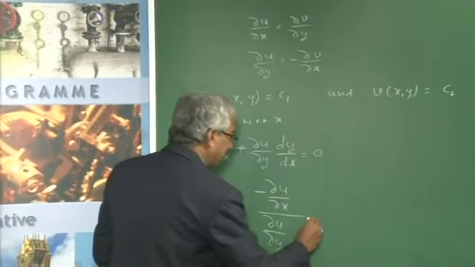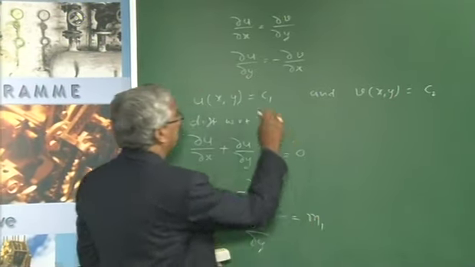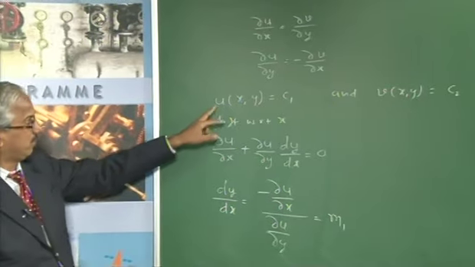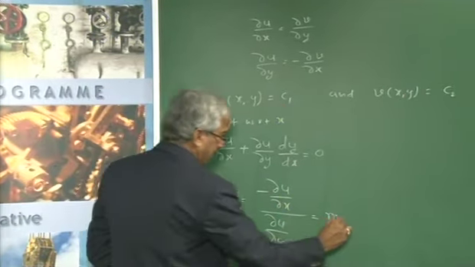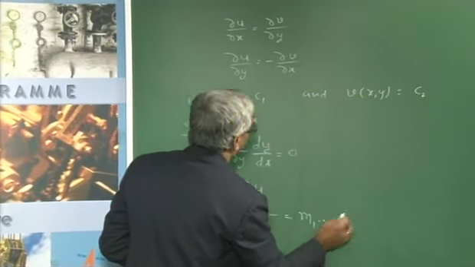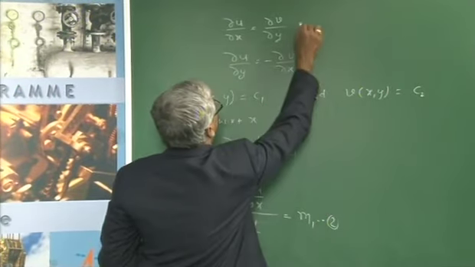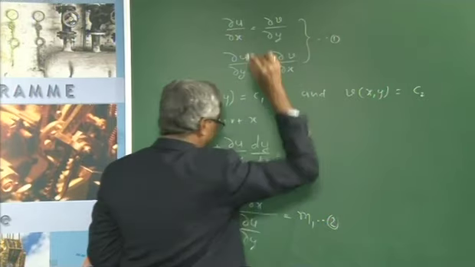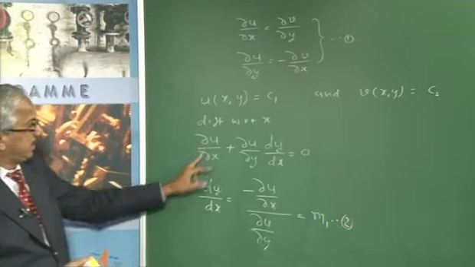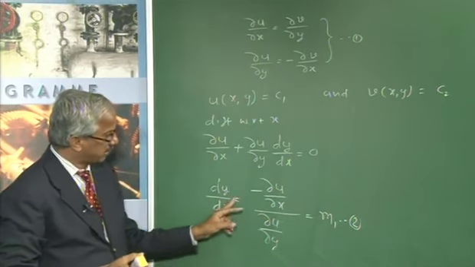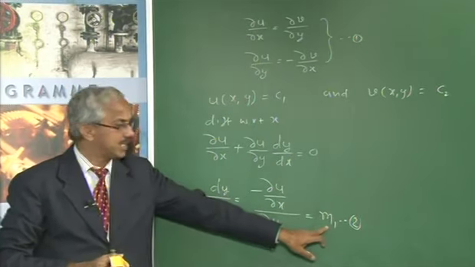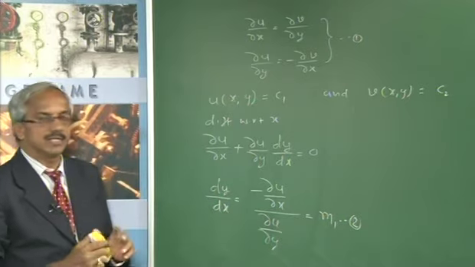Therefore, I can take this as the slope of the curve of this family of curves u of x comma y is equal to C1. I can take this as equation 1, and if I take the other as equation 2, then similarly dy by dx is the slope of a curve, and the slope is represented by the notation m1. I can get this result.